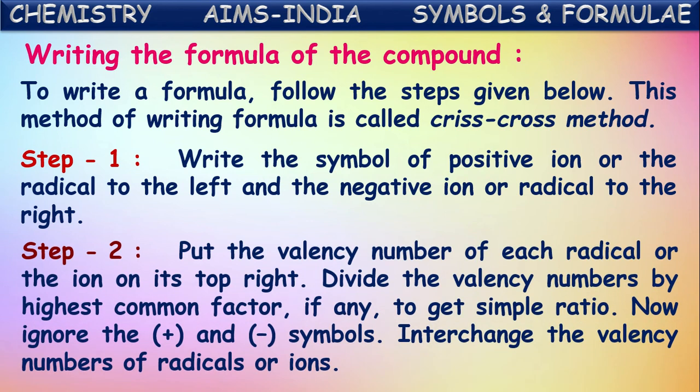Then put the valency number of each radical or ion on its top right. So we have to mention the valency also. After mentioning the valency of each ion or radical, we have to eliminate the common factor from their valencies. Or simply, divide the valency numbers by the highest common factor, if any, to get the simplest ratio. Now we have to ignore the positive and negative symbols in those charges, and then interchange the valency numbers on the radicals or ions.